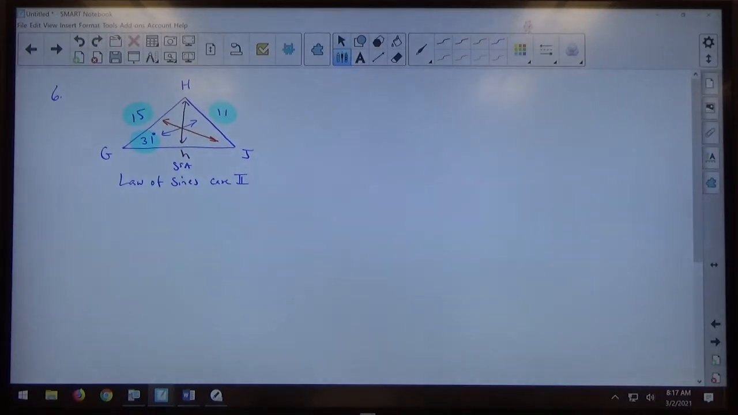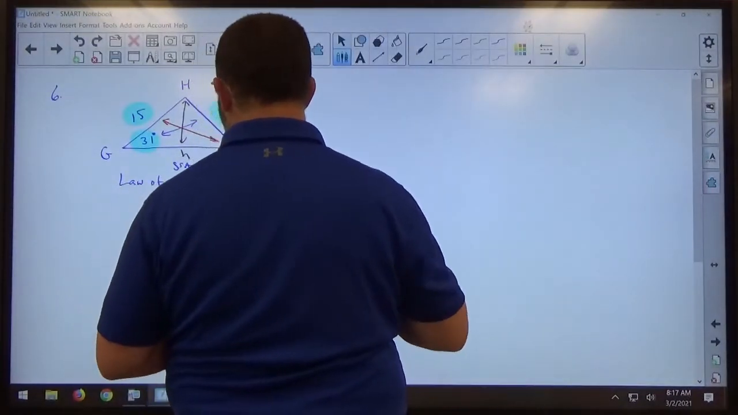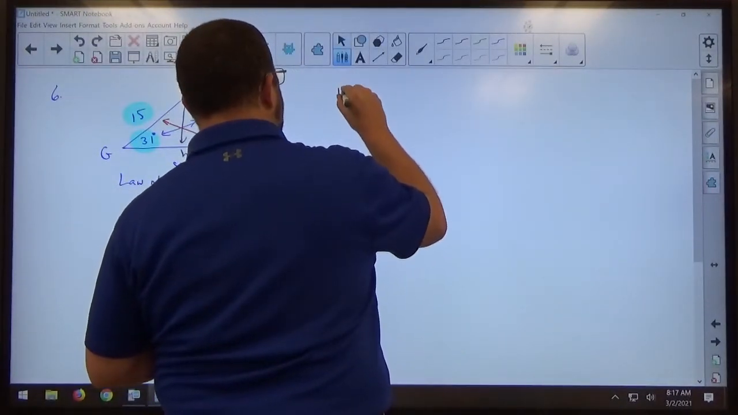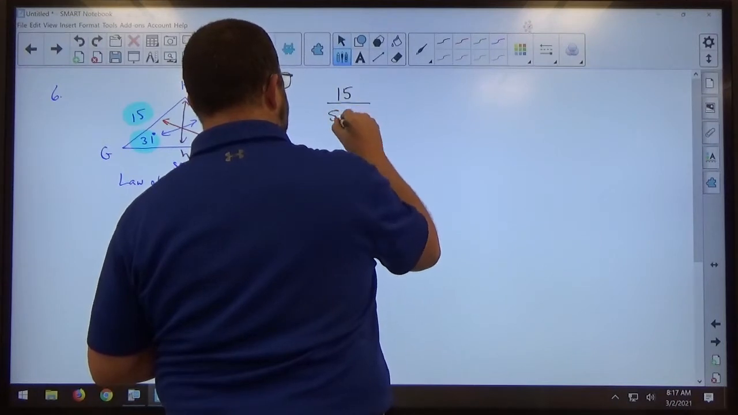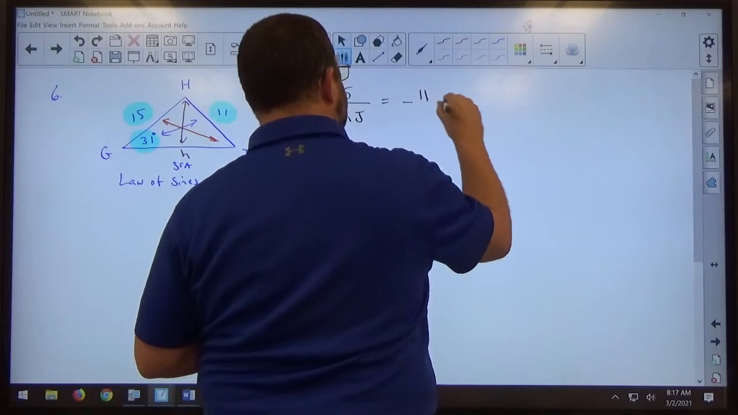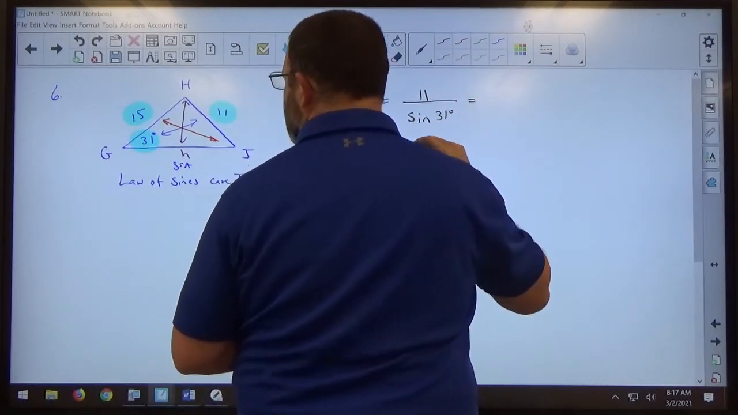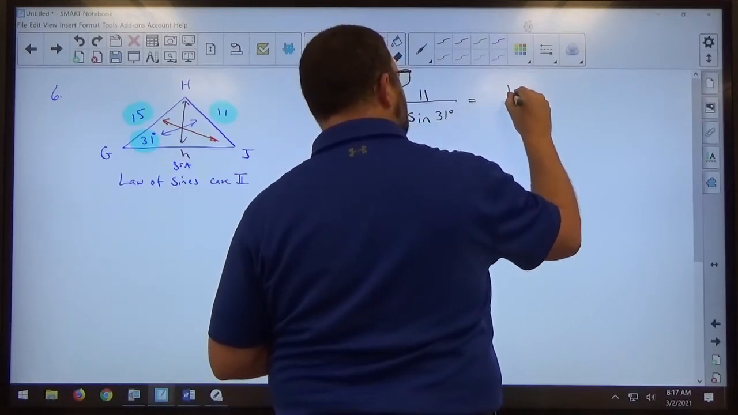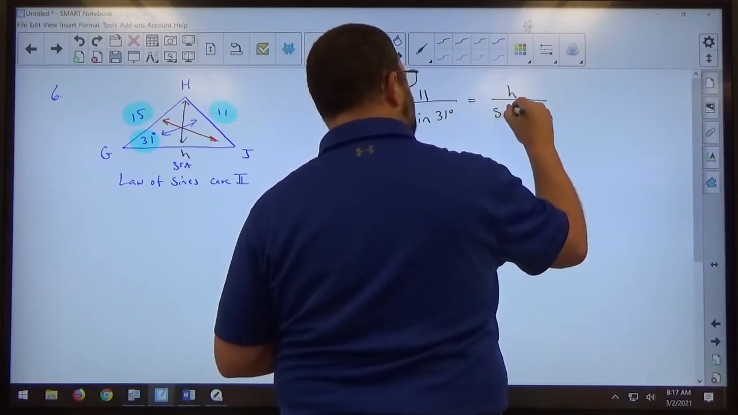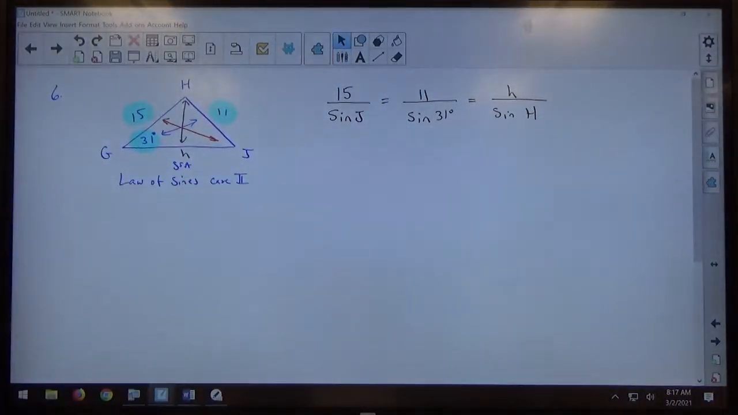So if I'm writing up the law of sines with all this information, it's going to look like this. It's going to be 15 over sine of j equals 11 over sine of 31 equals little h over sine of big H. With a side-side angle set up, that's what the law of sines looks like for what I know at this moment in time.